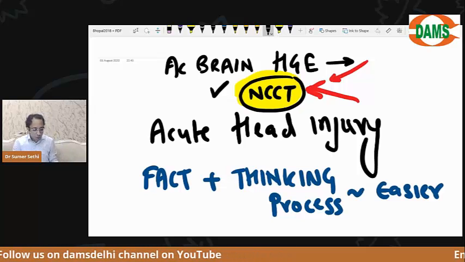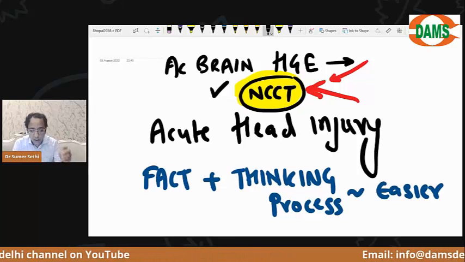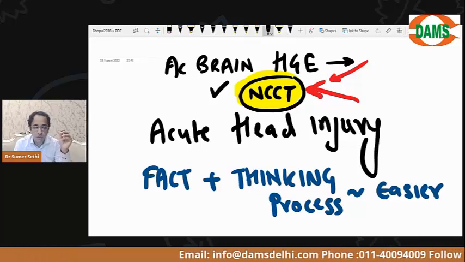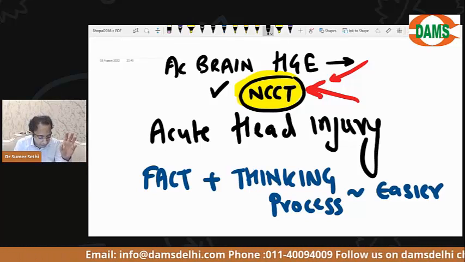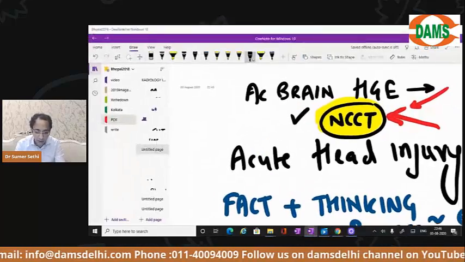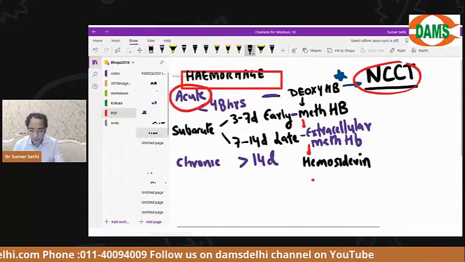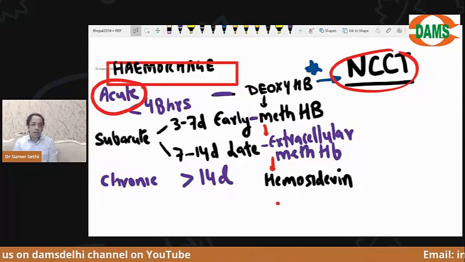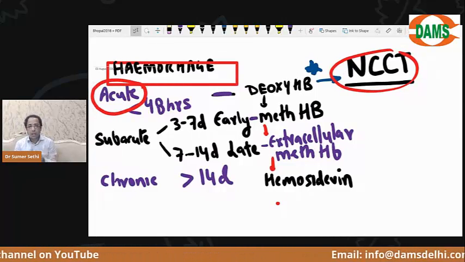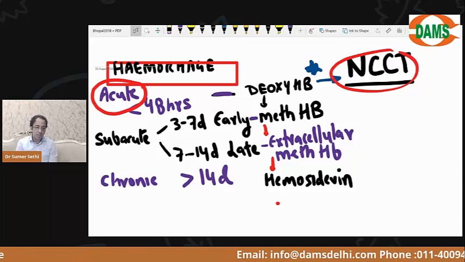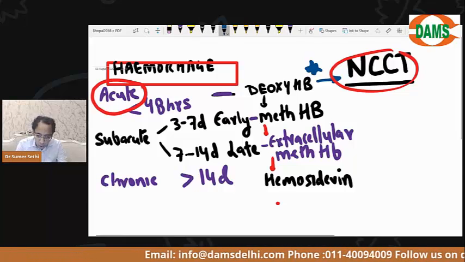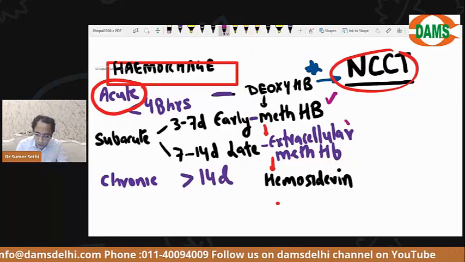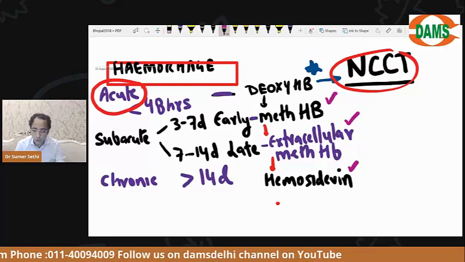So this is the reason why in acute brain hemorrhage we always do a CT scan. In acute head injury we always do a CT, not MRI. This is the rationale behind it. Now we come back to this. Understand, deoxyhemoglobin is diamagnetic. It has no specific magnetic properties, so we prefer CT. But this is not true about methemoglobin, extracellular methemoglobin, and hemosiderin.